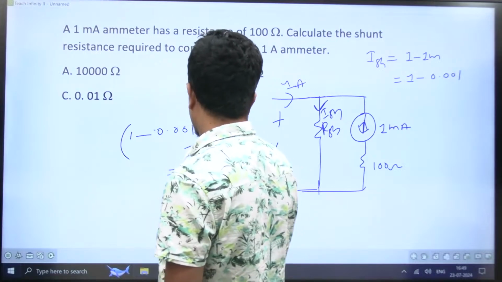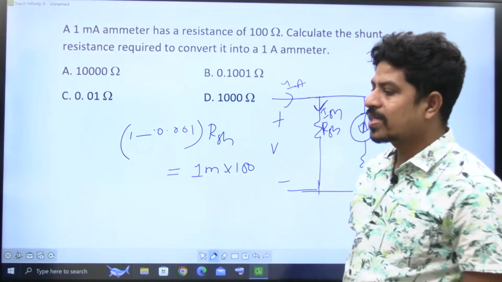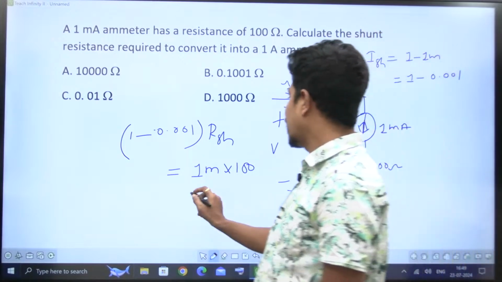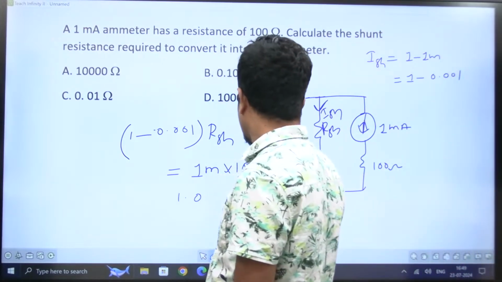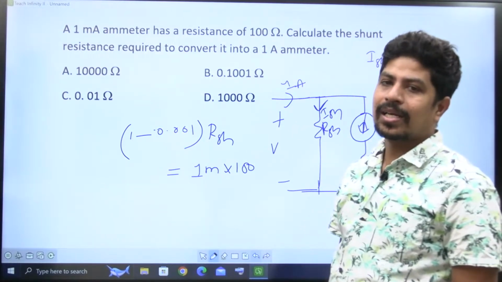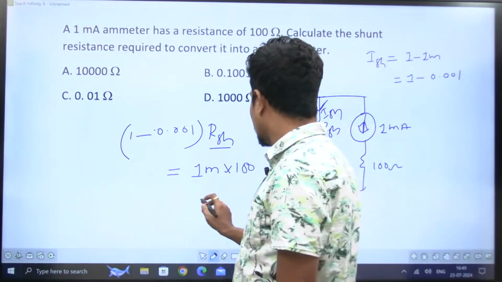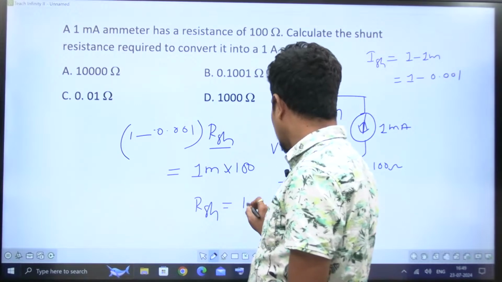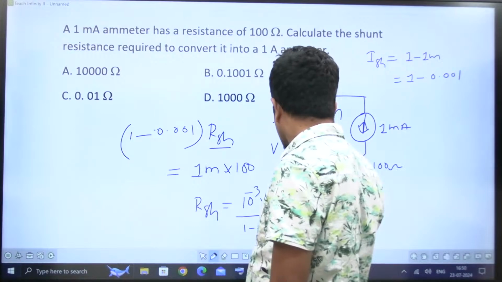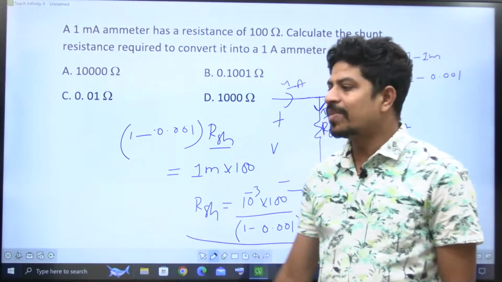So you solve it. How much is 1 minus 0.001? Do it carefully, otherwise you'll commit a mistake. I think it is 0.999. Then RSH, the shunt resistance, is equal to 10 to the power of minus 3 into 100 by 1 minus 0.001. If you do this, you get the shunt resistance value. Please tell me the answer, how much you got.